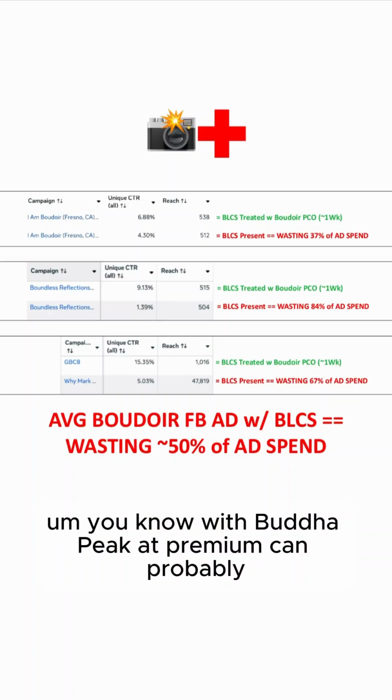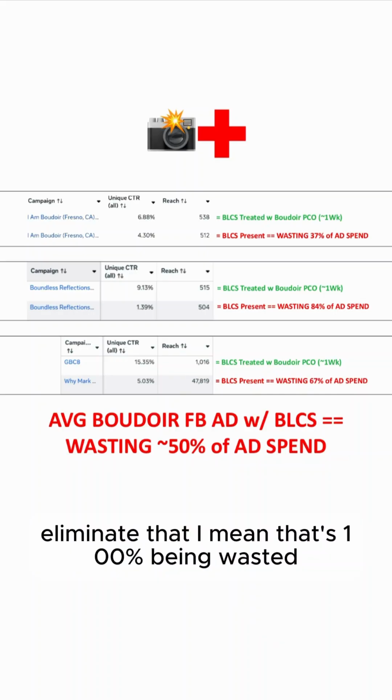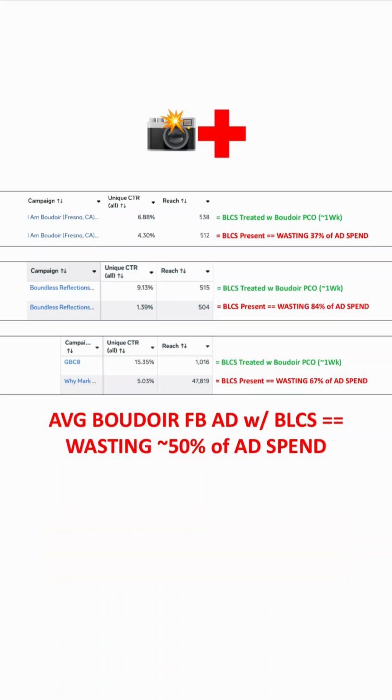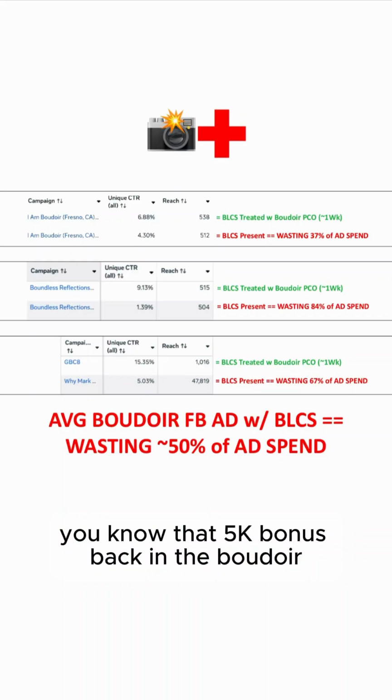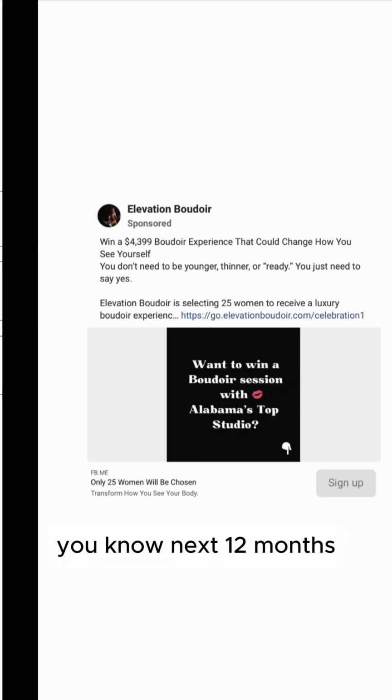With Boudoir Pico Treatment, we can probably save about 5K of that 10K, eliminate that. I mean, that's 100% being wasted. I already know that. Eliminate that and put that 5K bonus back in the Boudoir photographer's pocket, 60K over the next 12 months.